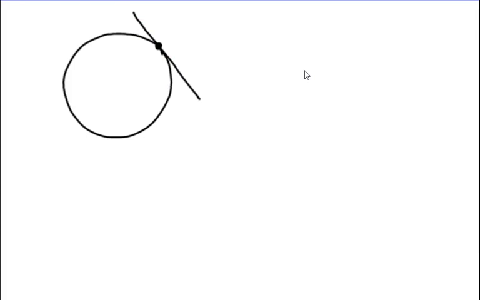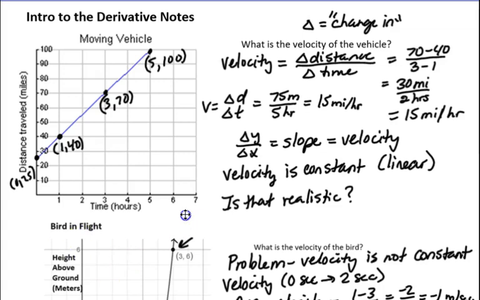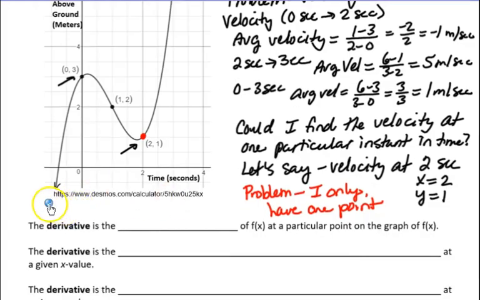Whereas a secant line, so this is my tangent line, whereas a secant line would cut through 2 points and the curve kind of sticks out on this side. So this is a secant line. And we're going to look at how a tangent line and a secant line can help us in this situation. So for the bird in flight problem, let's take a look at a tangent line.